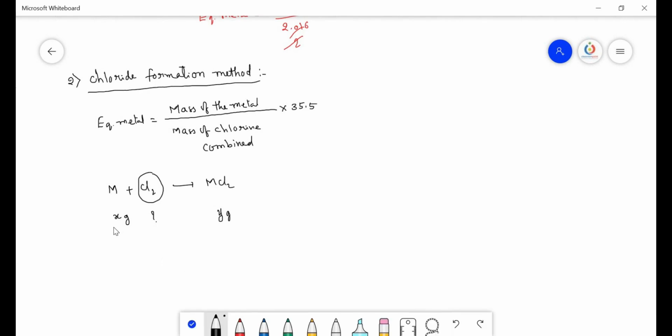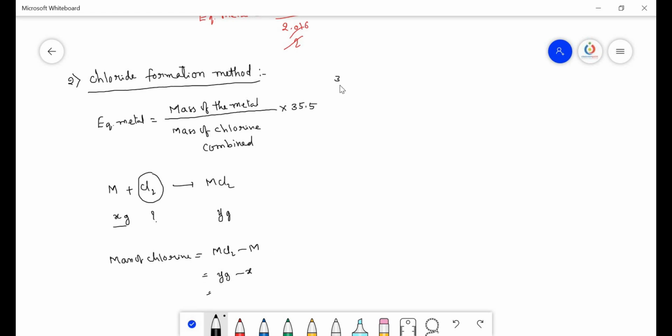Here we have the information that the mass of the metal is x grams. The mass of the metal chloride is y grams, but we want the mass of only the chlorine. This metal chloride contains both metal and chlorine, so the mass of chlorine equals the mass of metal chloride minus the mass of the metal, that is y minus x grams. So x grams of the metal divided by the mass of the chlorine, into 35.5, gives the equivalent mass of the metal.